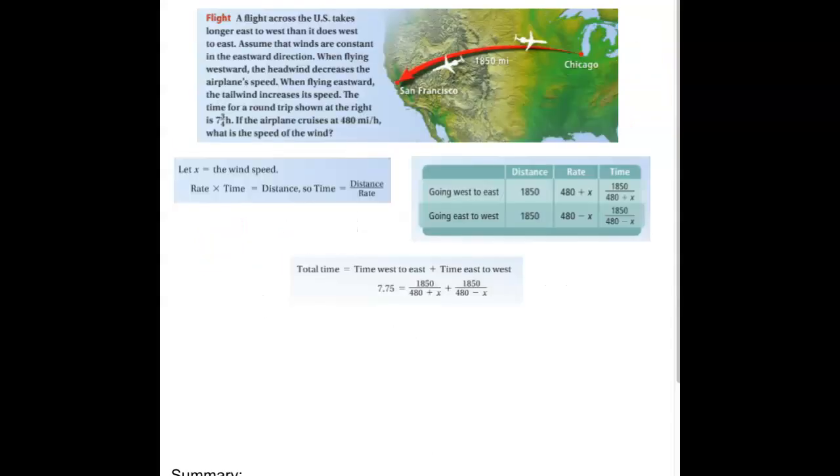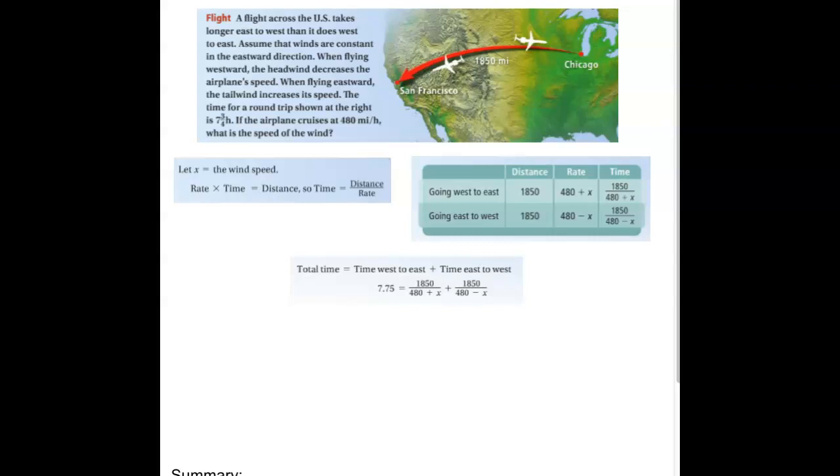All right, our last question that we're going to look at. It says, a flight across the U.S. takes longer going east to west than it does west to east. Assume that winds are constant in the eastward direction. When flying westward, the headwind decreases the airplane's speed. When flying eastward, the tailwind increases its speed. The time for a round trip shown at the right is 7.75 hours. If the airplane cruises at 480 miles per hour, what is the speed of the wind?